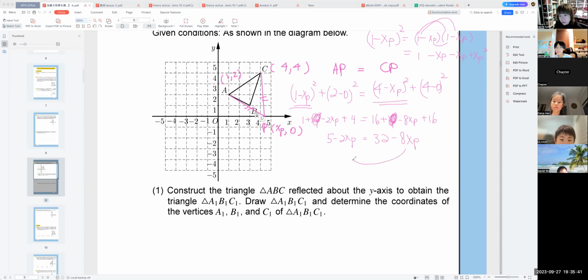So moving xp over here, it will be 8 minus 2xp equals 32 minus 5. Correct, everybody? Okay, so 6xp equals 27. So xp equals 27 over 6. So that's it. We found it. So it equals 27 over 6, 0. That's the point.